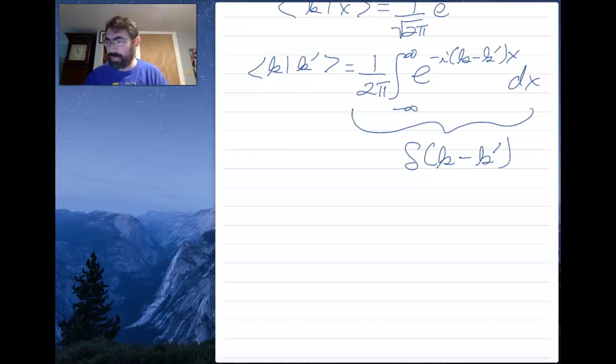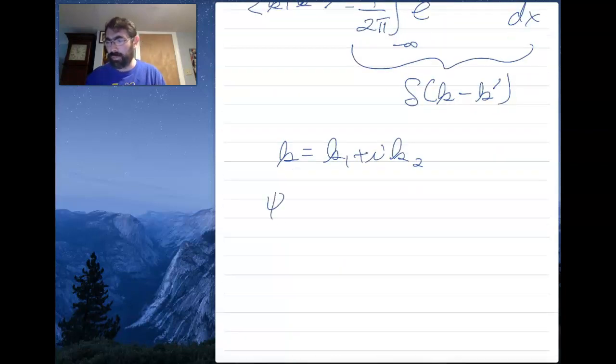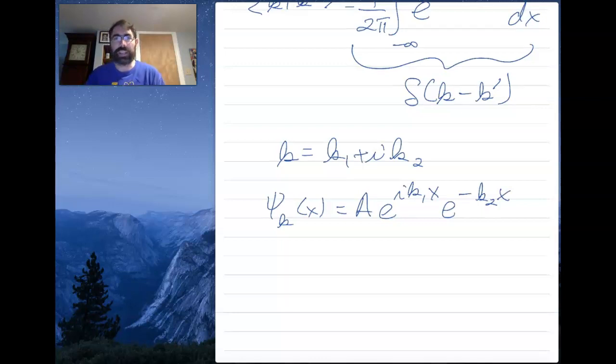Because if they were complex, let's say k was equal to k1, a real number, plus i times k2, so k1 and k2 are both real numbers. If I was to put that into my wave function, I would get A e to the i k1 x times e to the minus k2 x. So the i and the i multiplied together give you minus 1. This function here is not periodic.